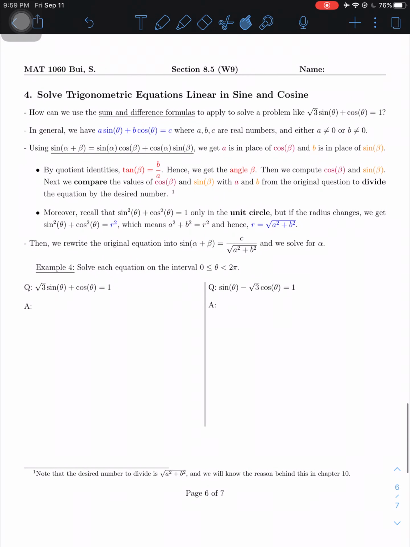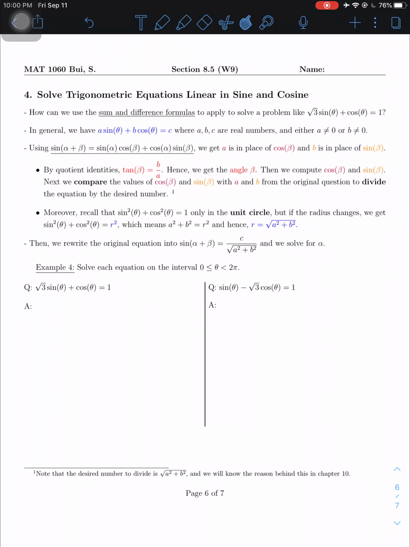Next one, we have solving trig equations, linear in sine and cosine. This is hard, just a heads up. That's why I'm giving you some steps and some good explanation. But if you don't understand it, that's fine. If I were to ever give this one on a test, it would be a bonus point, so don't stress out. Deep breath.